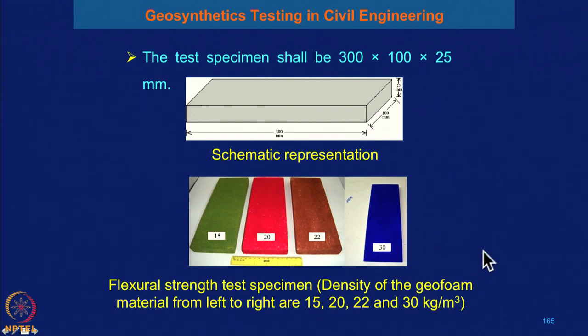Here I am showing the samples with different densities, that is the flexural strength test specimens, with densities of 15 kg per meter cube, 20 kg per meter cube, 22 kg per meter cube and 30 kg per meter cube.